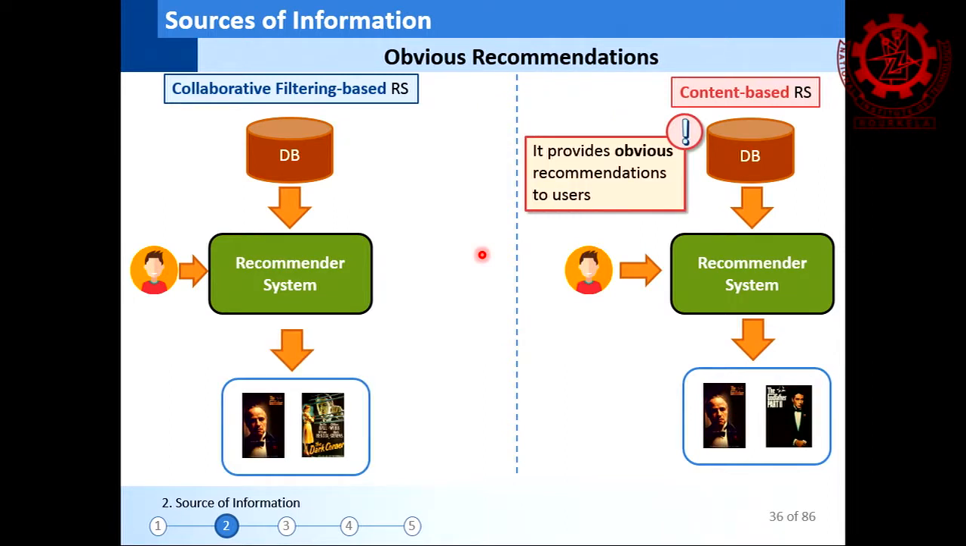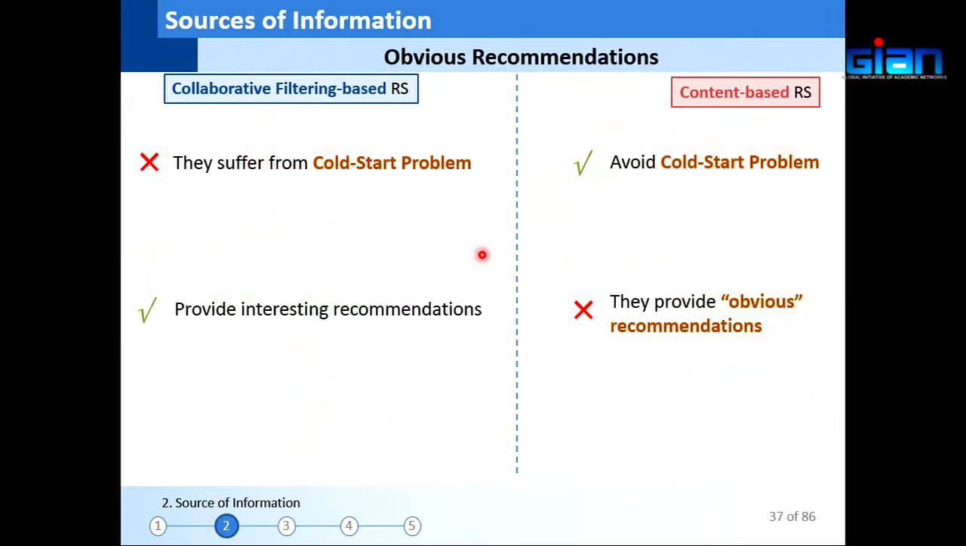However, a content-based recommender system has another important drawback, which is much more important than the others, which is that these kinds of systems always provide obvious recommendations to users. Users don't evaluate well these kinds of recommendations because they perfectly know that they will like these items. So the recommendations are obvious, and the recommender system is not useful for users. On the other hand, collaborative filtering-based recommender system provides more novel recommendations to users.